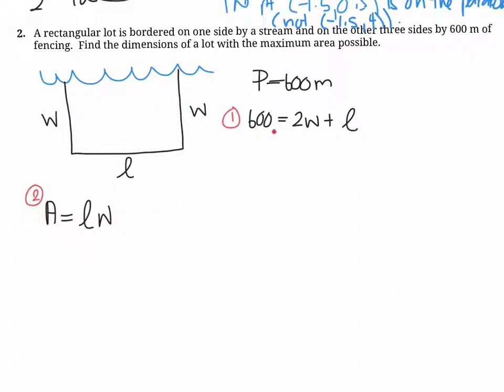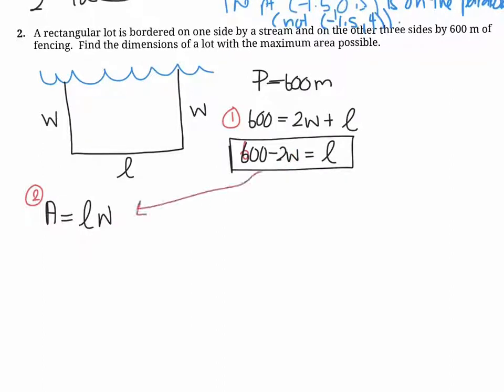So the question is, what variable here is easiest to isolate for? And it clearly is L. L is already almost by itself. So if I move that 2W over, we have now an equation that's isolated for L, and we can plug it into this equation right here. And then all of the information that we need is all in one equation. So instead of L, we're going to put 600 minus 2W, and then we have W.